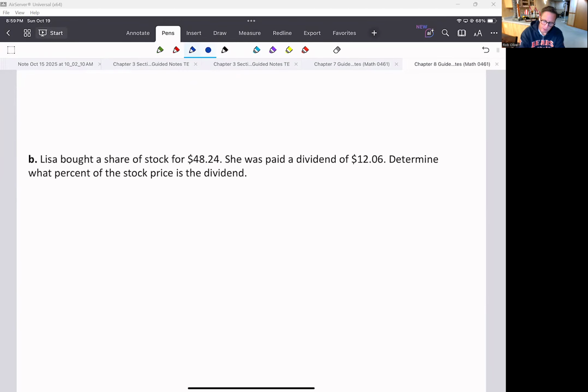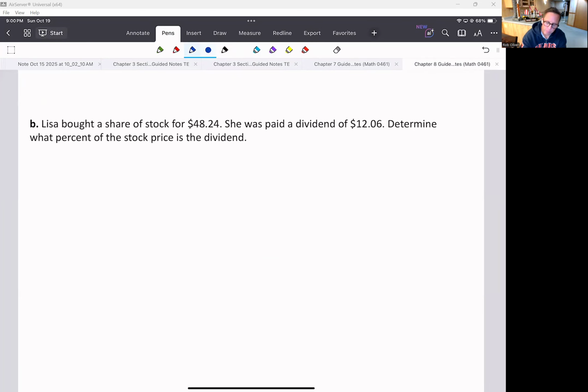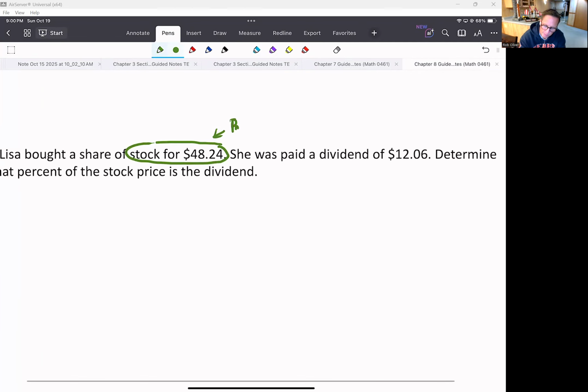All right, Lisa bought a share of a stock for $48.24. She was paid a dividend of $12.06. Determine what percent of the stock price is the dividend. In this example, the price of the stock, the total price, sounds like the base. It sounds like the whole. That's the base.